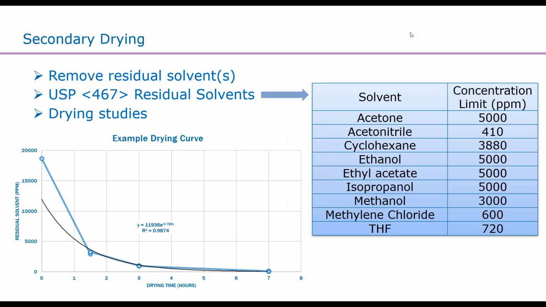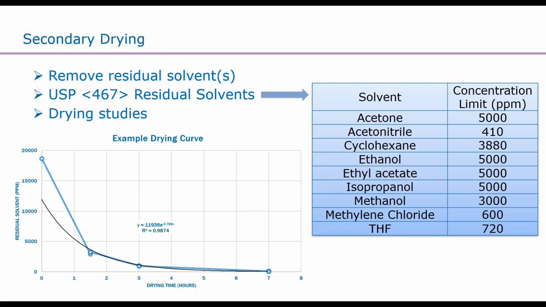So even after the spray drying process is complete, the SDD will still have some amount of residual solvent, usually in the range of about 2 to 10%. And this must be driven off through secondary drying in order to meet regulatory guidelines.